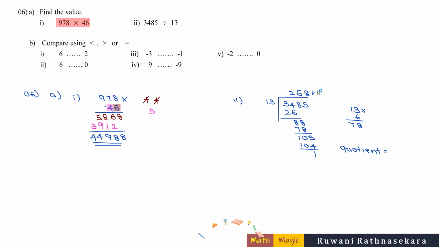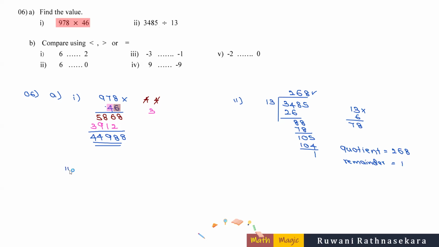The quotient is the answer you get. And the remainder is 1. Right? Part B is a comparison.